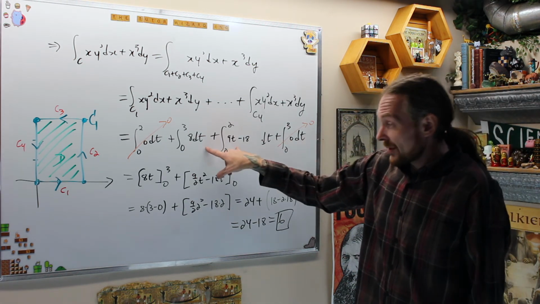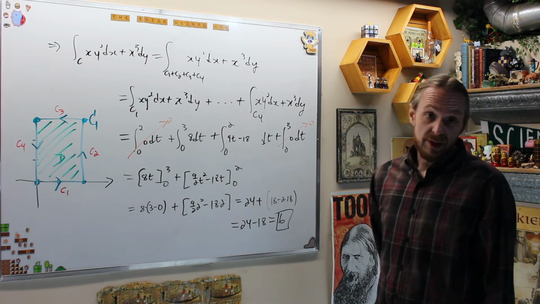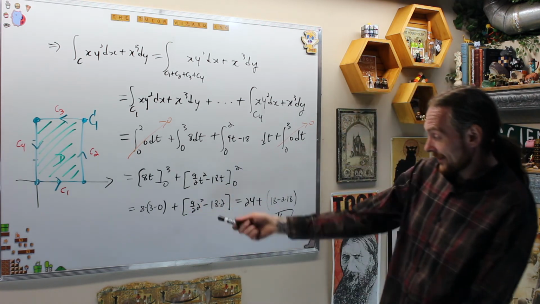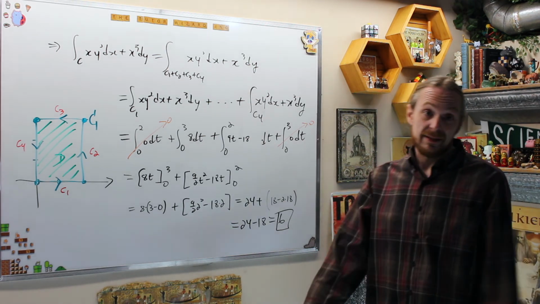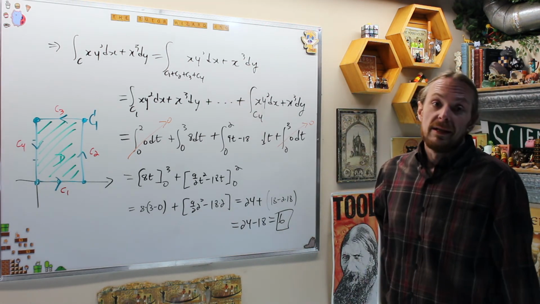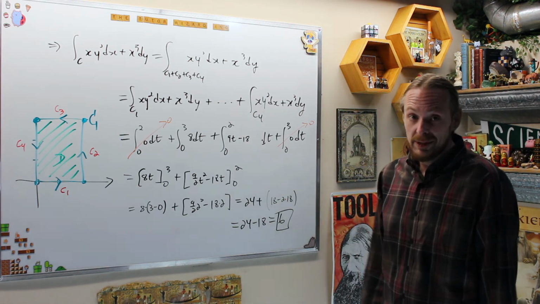And then computing these, now I have to compute those integrals. They're not too bad anymore. They're just polynomials. I use the power rule, I clean this up, I get a whole bunch of numbers. I get 6 is the value of this line integral. Now let's use Green's theorem and do it in hopefully a lot fewer steps.